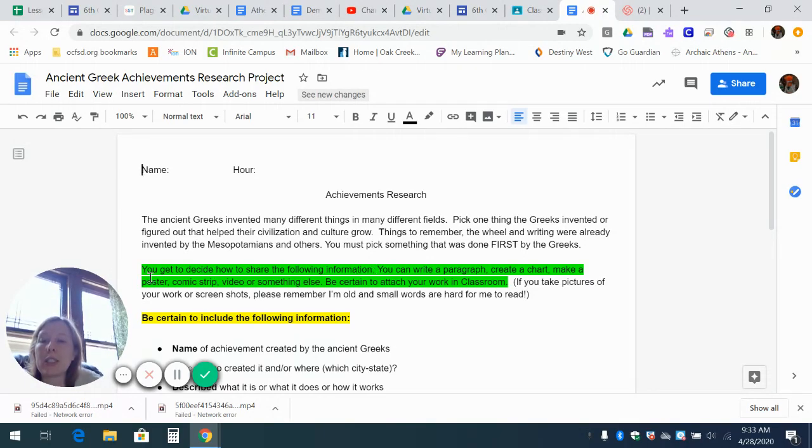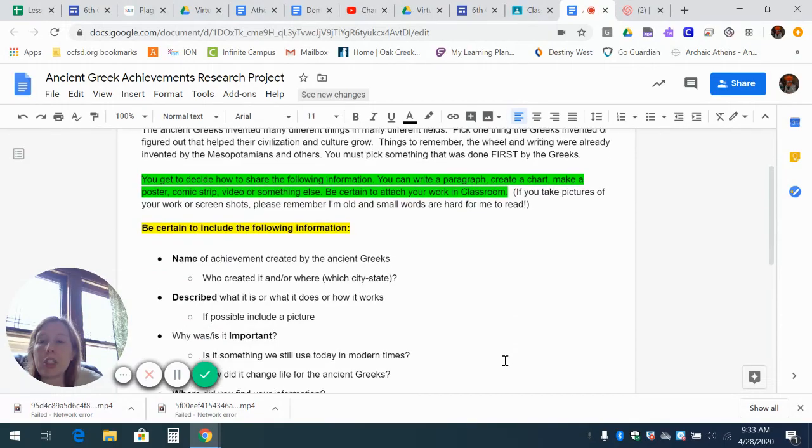So you get to decide how you want to share the information, right? You can write a paragraph, you can make a comic strip, you can film a video, you can make a Prezi presentation, you can make a Google slide presentation, you can make a poster and take pictures of it, you can do interviews, whatever you want to do to show what you learned.